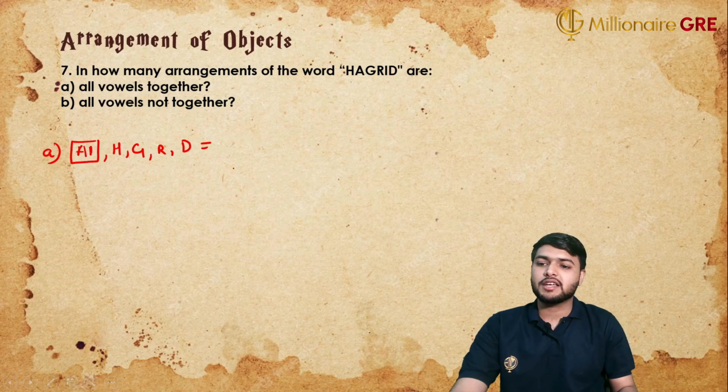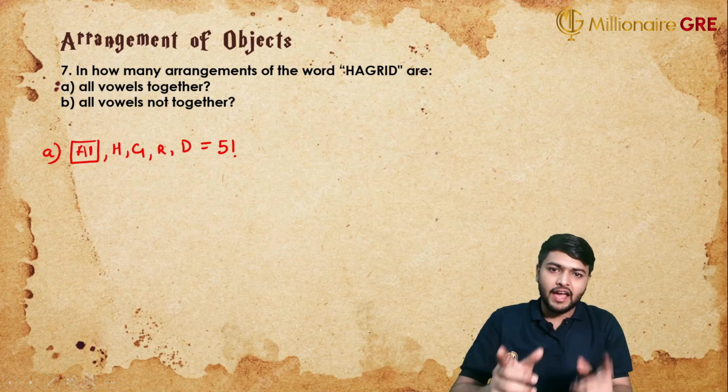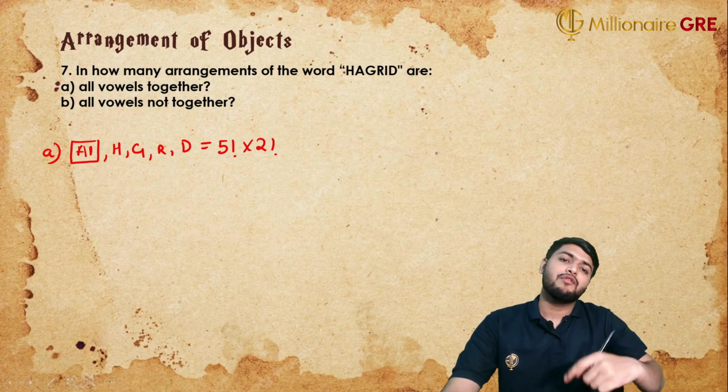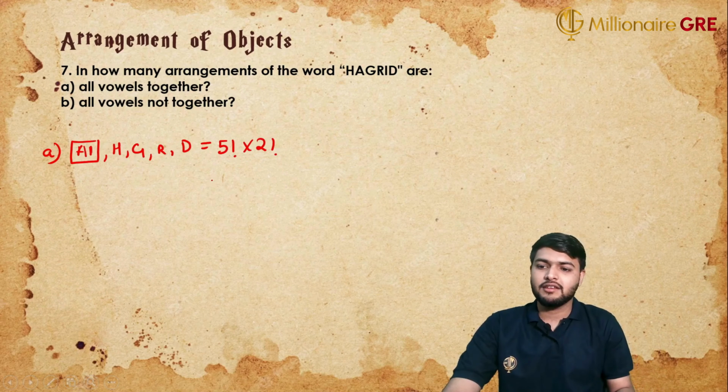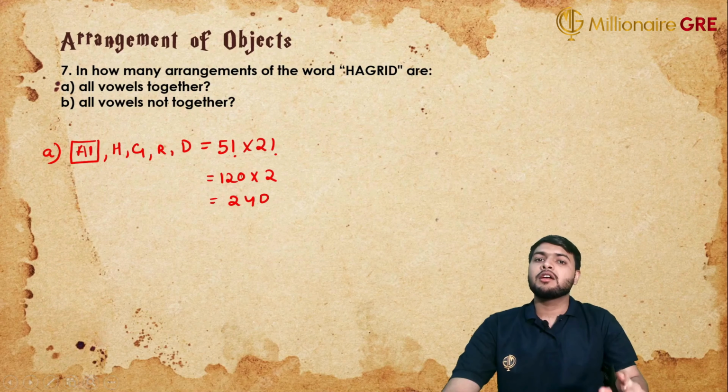5 different objects can be arranged in 5 factorial ways. A and I are 2 distinct objects. They can be arranged among themselves in 2 factorial ways. 5 factorial is 120, 2 factorial is 2, the answer is 240. You can have 240 different words using the letters of Hagrid in which vowels are always together.